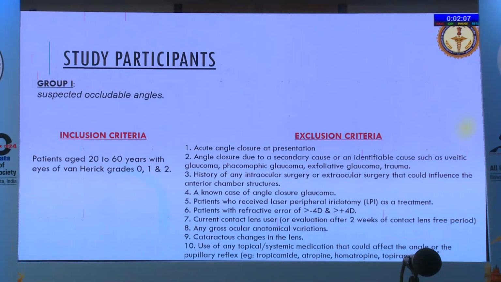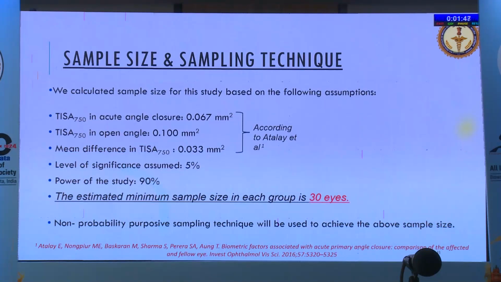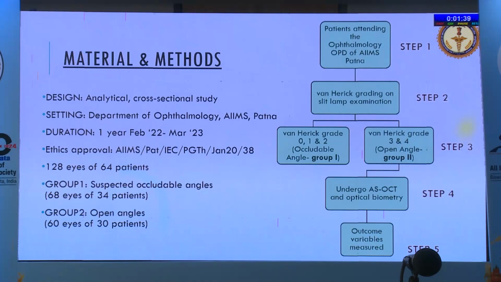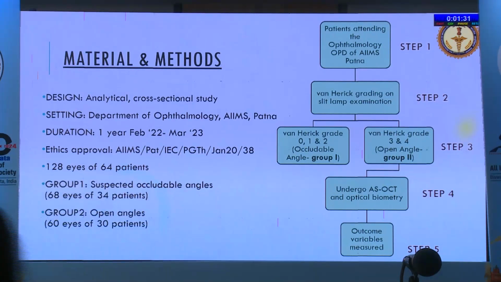So the study participants were basically patients aged from 20 to 60 years with Van Herick grades of 0, 1, and 2, without any ocular pathology, cataractous changes, or anything that could affect the angle parameters. So these were the suspected occludable angles, group 1, and group 2 were open angles with Van Herick grade 3 and 4. This is how we calculated the sample size, and the minimum sample size in each group was supposed to be 30 eyes. So the design was an analytical cross-sectional study performed at a department, and the study recruitment was for 1 year. 128 eyes of 64 patients were recruited, and group 1 had 68 eyes and group 2 were open eyes.